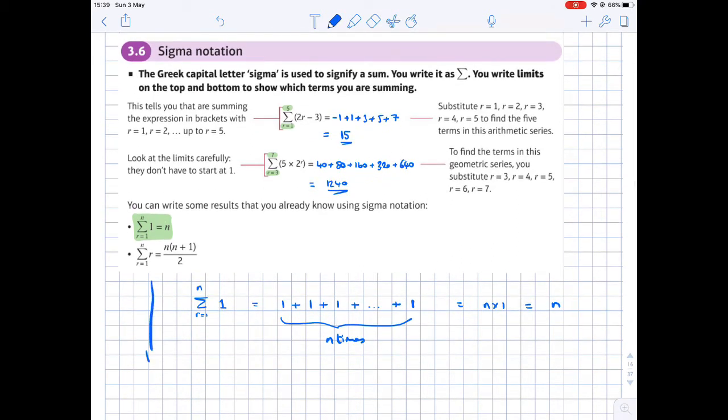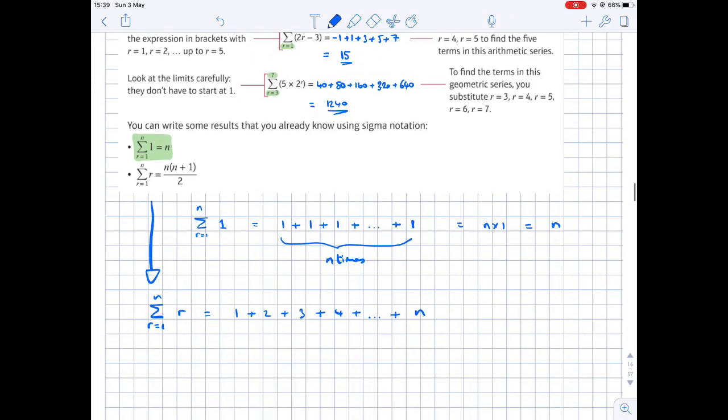Looking at the next one, from r equals 1 to n for r, well that means when r is 1 we do 1, when r is 2 we add 2, plus 3, plus 4, etc. all the way up to the nth term. Well, hopefully you can see that this is an arithmetic series.